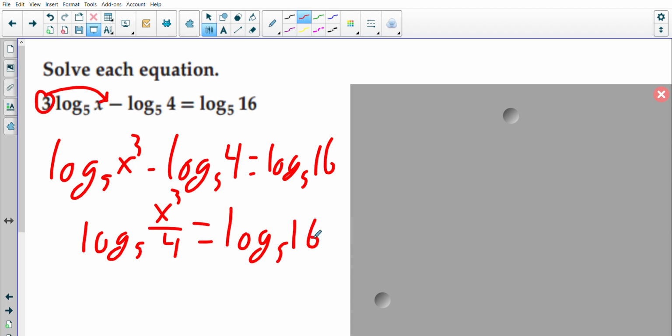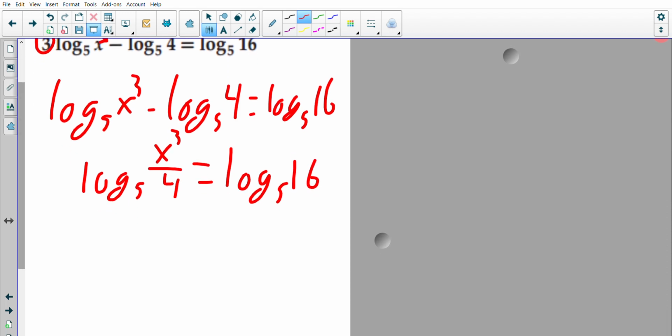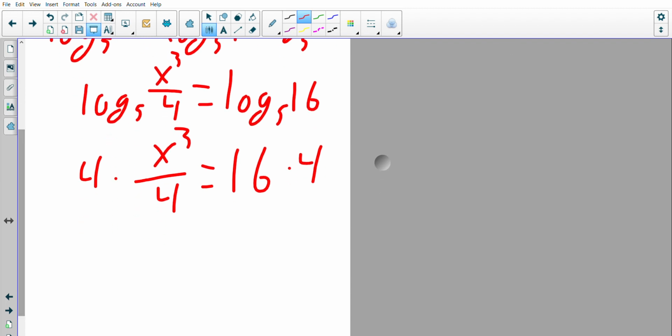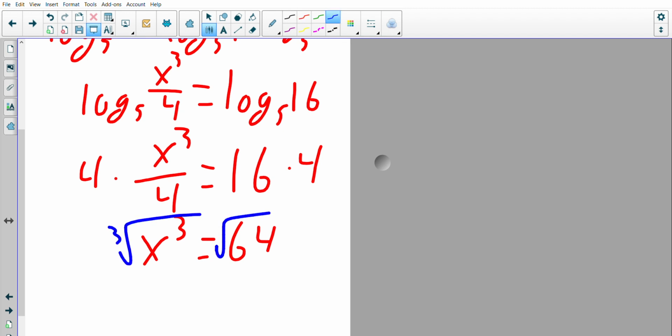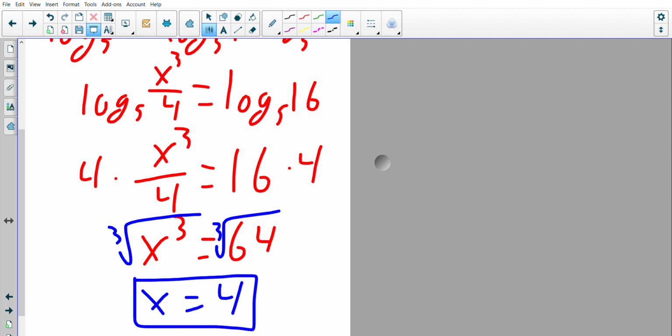And now using our property of equality, we have x to the third over 4 is equal to 16. Multiply by 4 on both sides. We get x to the third is equal to 64. From here, we're going to take the cube root to cancel out the cube. So we get x is equal to 4. Okay. Next one.